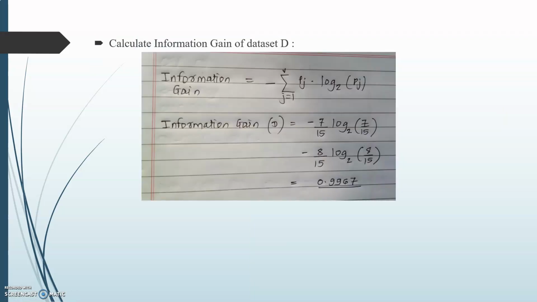As we have to reach the gain ratio, we first calculate information gain. The formula for calculating the information gain is the negative sum of the product of the probability of a sample of an outcome and log to the base 2 of the probability of the sample of the outcome. Then we will calculate the information gain for the data set. Here in the data set the number of no is 7 and the number of yes is 8. So we calculate accordingly, and the value is 0.9967.